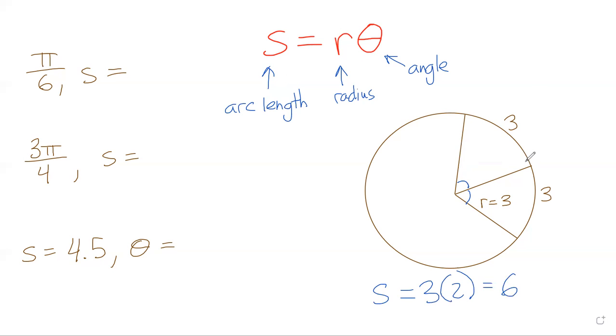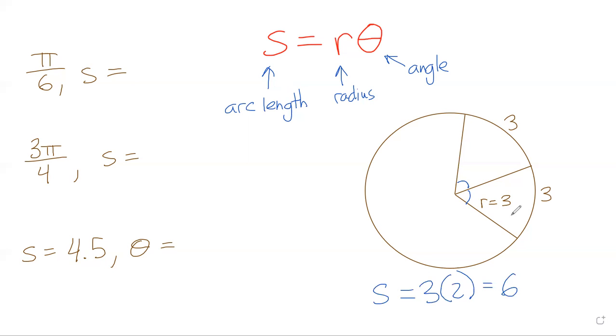It's basically just saying how many radii are you stretching along the outside of a circle? In other words, how many radians? And then how big is each radius? Multiply those things and you get the total arc length. So we can do a few questions this way.